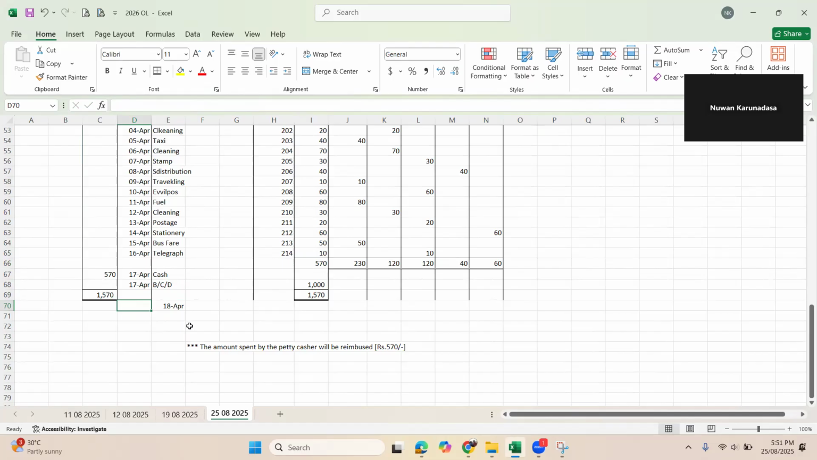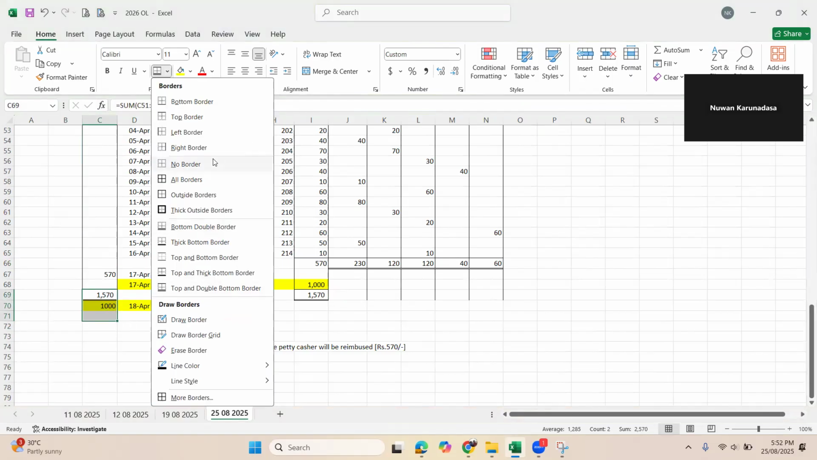Then on 18th of April, you have a BBF. BBF means balance brought forward. You have a balance brought forward amount of 1000. This carried down will be brought forward. So that is balance brought forward. Remember, very important.